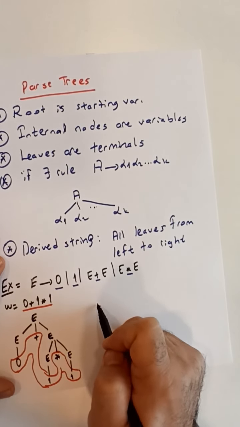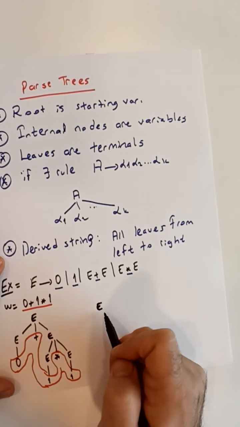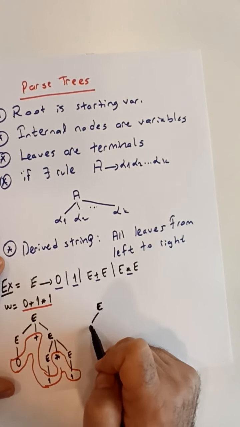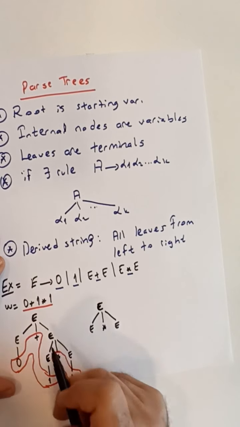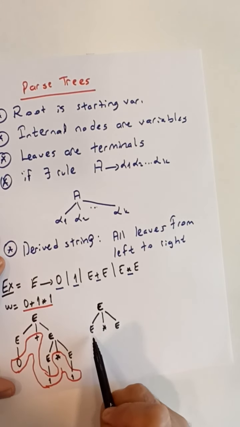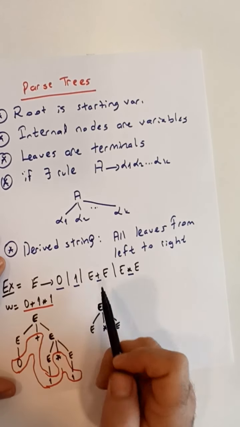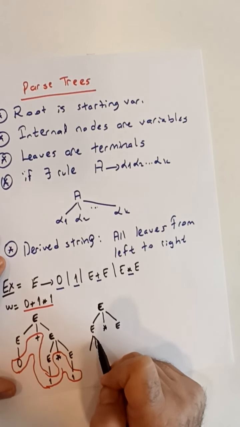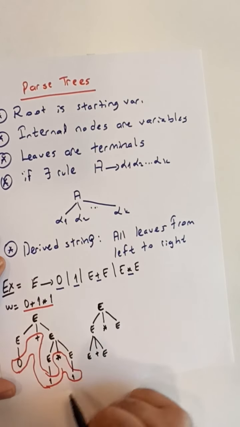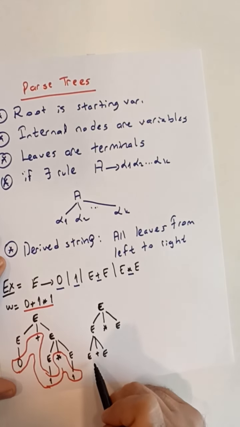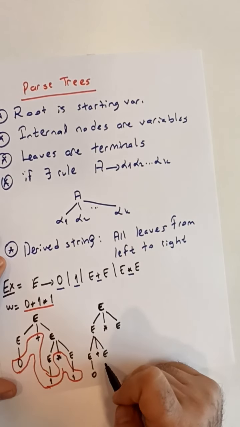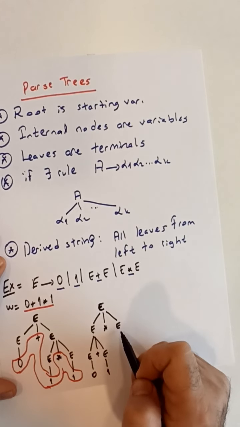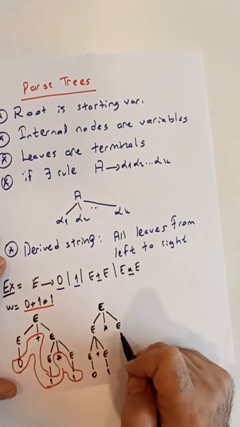It will be, take e as our starting variable, and then next expand it with the following rule, e times e. To arrive at this string, this left e can be expanded with the addition rule, so e plus e, and this e would be expanded with simply the number 0. This e would be expanded with simply the number 1, and this e would simply expand it with the number 1.